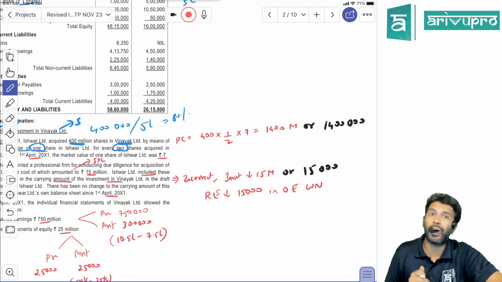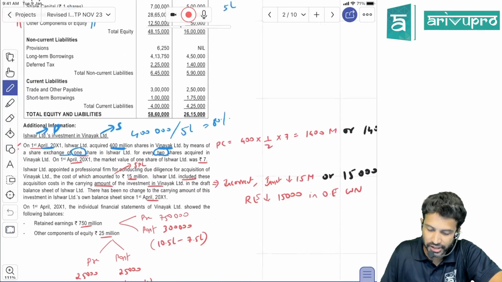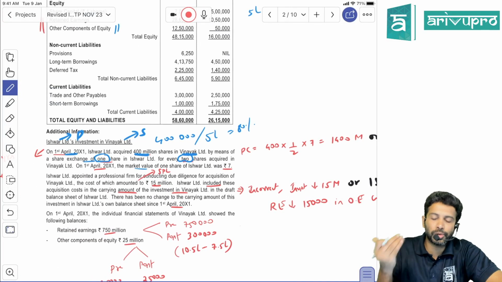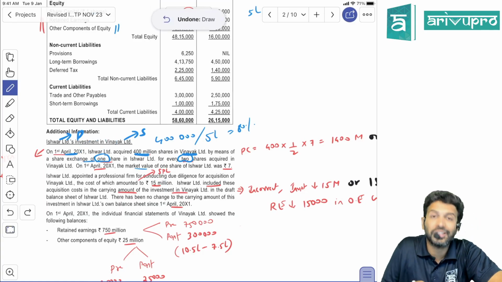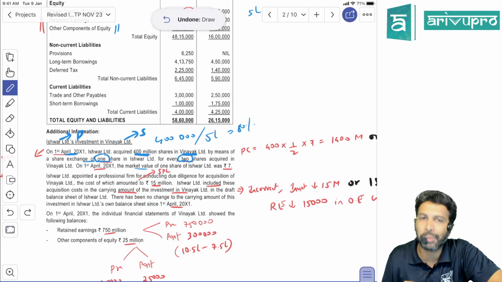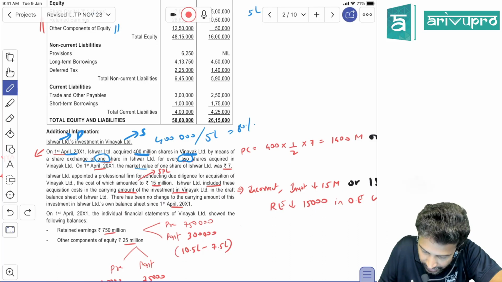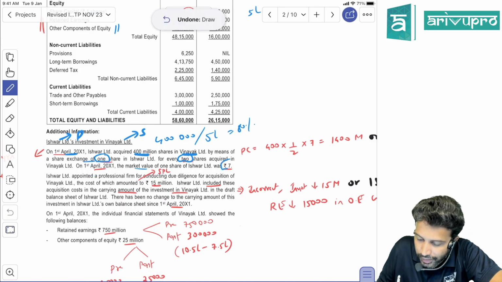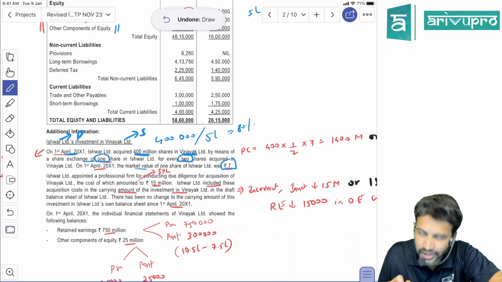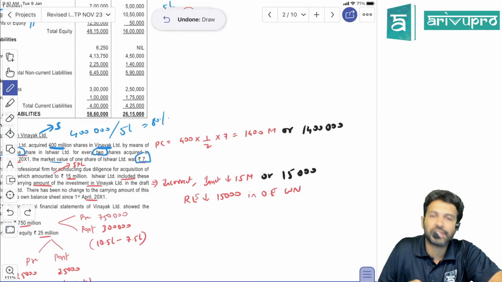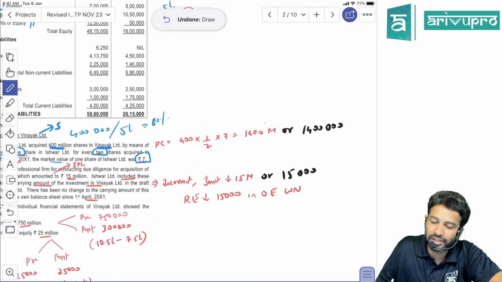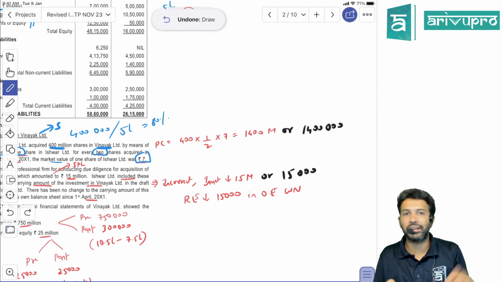And multiply by what, sir? For PC, we need the value of shares, we don't need the number of shares, and the market value. Who has issued the shares here? The parent company. Parent is Ishwar. Have they given the market value of Ishwar Limited's shares on the date of control? Yes. On 1st April 20x1, the market value of 1 share of the parent company Ishwar is 7 rupees. 200 million shares totally they'll give. Each has a value of 7, so 1400 million will be given as PC.